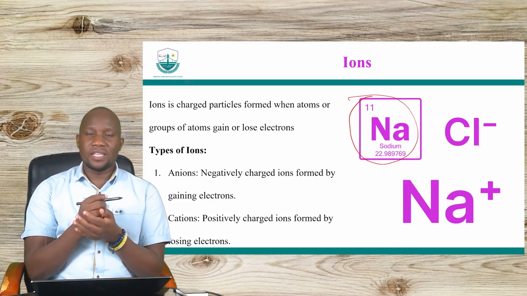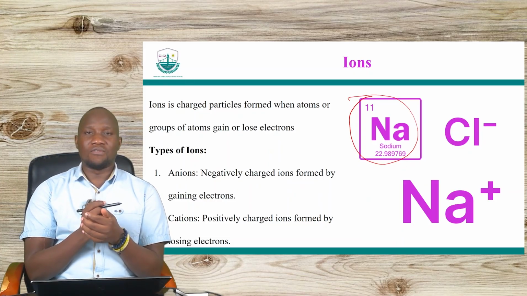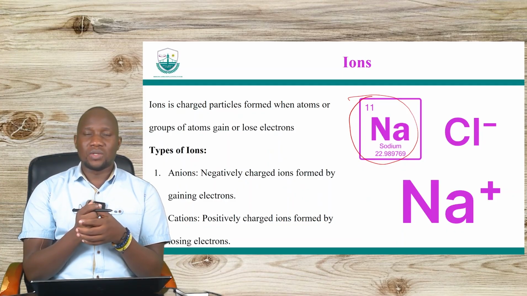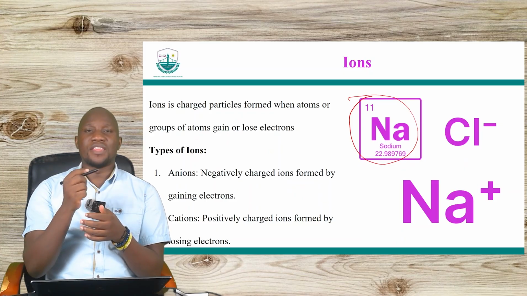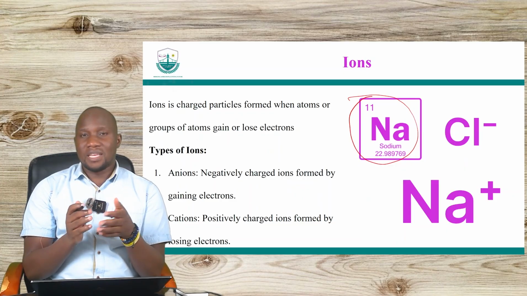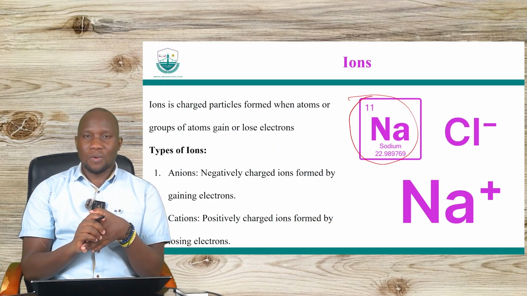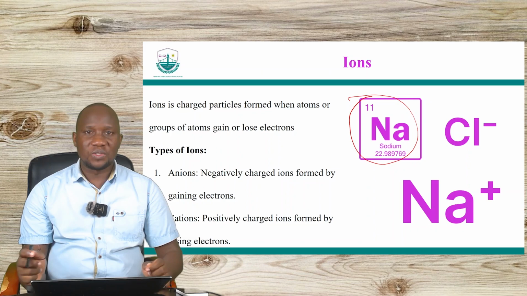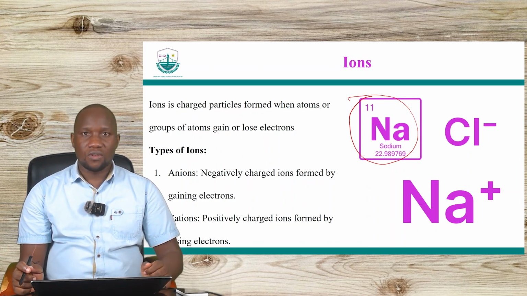We have to fill the innermost shell or energy level, and it takes a maximum of 2 electrons, and then the remaining electrons can go to the second, and if we have more, they go to the third. The second and the third can take a maximum of 8. That's another rule. So let's write the electronic configuration of sodium.